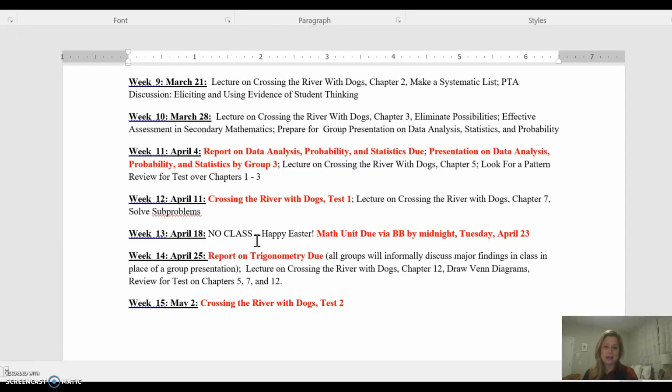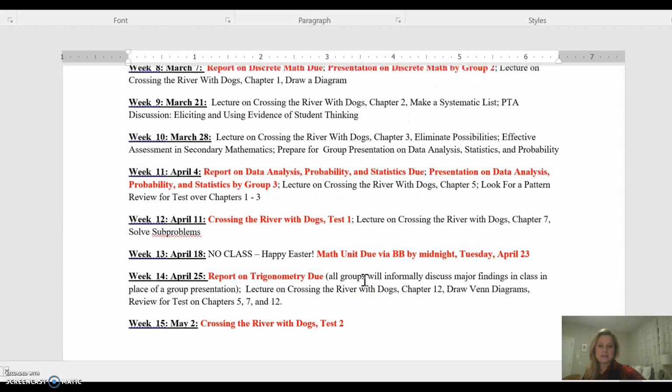We'll have 2 weeks then where we won't have anything, and you will have taken a test this week before, and have just a few problems to complete independently. So you'll have a big gap of time there, but the good news is you'll be able to get that unit done. You'll come back in, we'll have our final report on trigonometry due. Nobody's presenting then, simply because with the Easter holiday, it just is too much to fit in. We complete a final lecture on chapter 12 of the book, and we review for our final test.